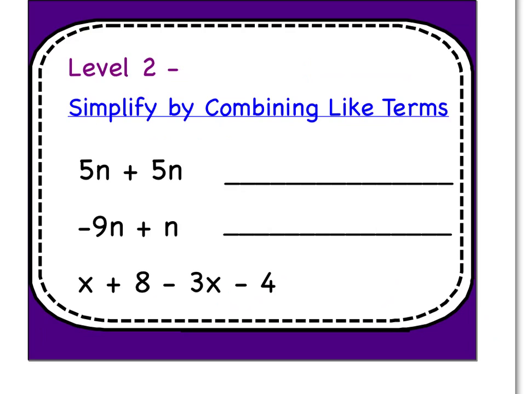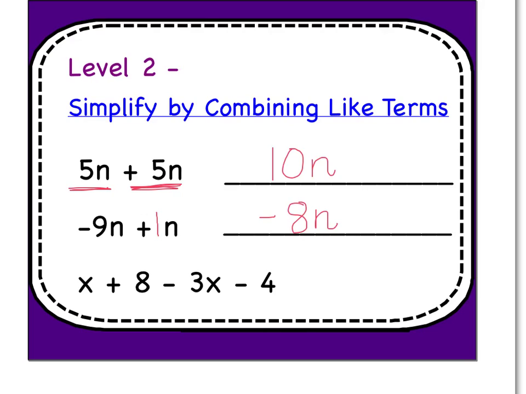Combining like terms. So you always want to combine the things that are similar together. So think of it this way. If I had 5 N's and I added 5 more N's, what would I have? Should have 10 N's. Now here we've got negative 9 N's plus, there's no coefficient here, but we could put one in. We've got 1 more N. So negative 9N plus 1N is going to give us negative 8N.